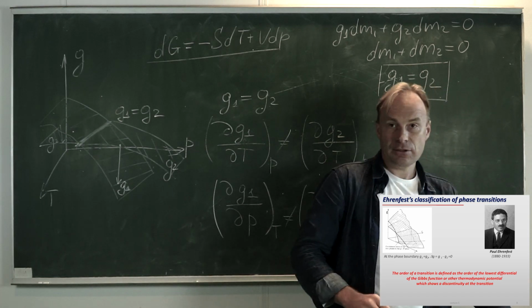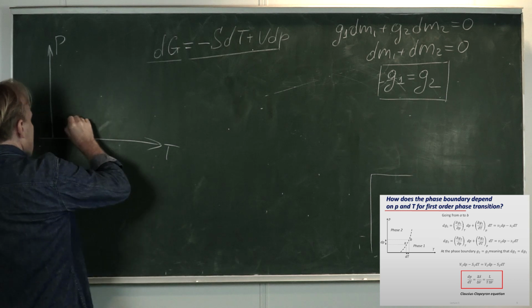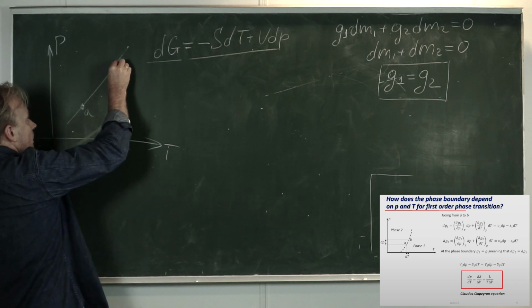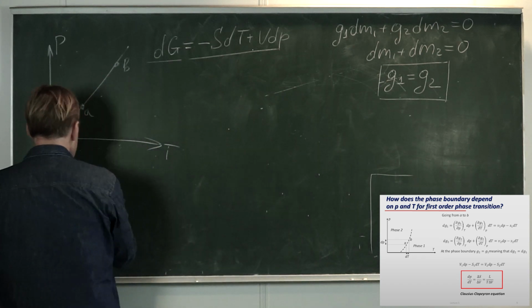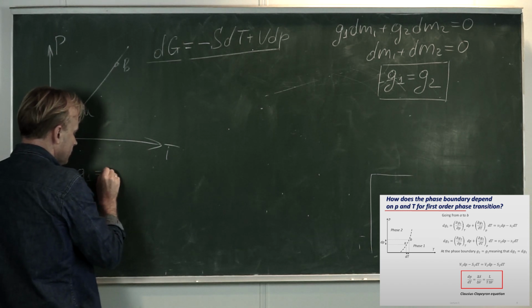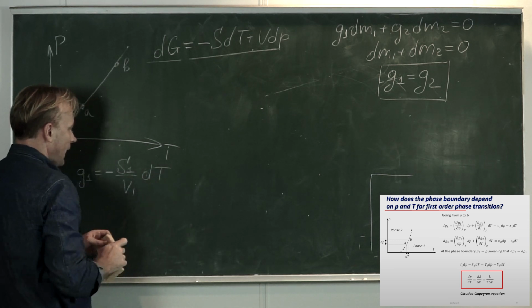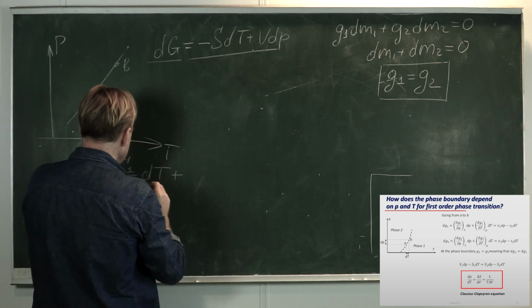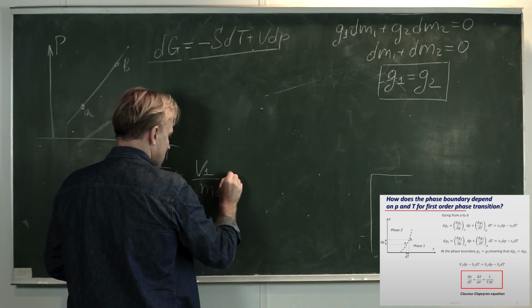Let's consider the case of first order phase transition. Imagine that this is a phase diagram, pressure, temperature, line that separates two phases on phase diagram. This is point A, this is point B. So along this line, these two phases are in mutual equilibrium. Then I will operate with the two functions, specific Gibbs function 1, which is equal to entropy of the first phase divided by the mass of first phase times differential of temperature plus volume of the first phase divided by the mass of first phase times differential of pressure.